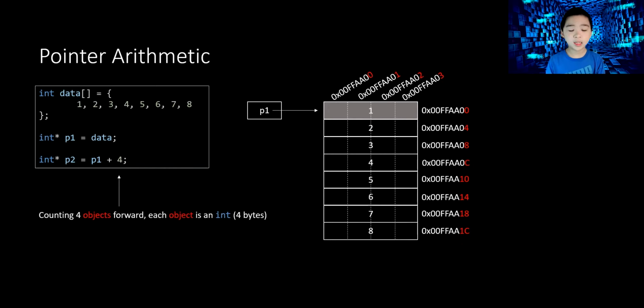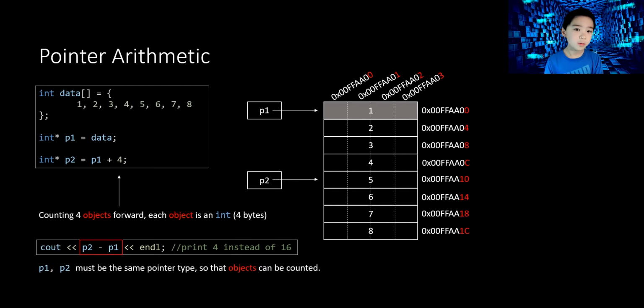As we said, the system already knows the type of p1 and p2. They're pointing to integers. So when you say p1 plus 4, you're counting 4 integers forward in memory instead of 4 bytes. That means p2 should be pointing to the 5th element in the array. So if you try to print out p2 minus p1, it will give you 4 instead of 16. It is because p2 and p1 are all pointers to integers. We just count how many integers are from p2 to p1.